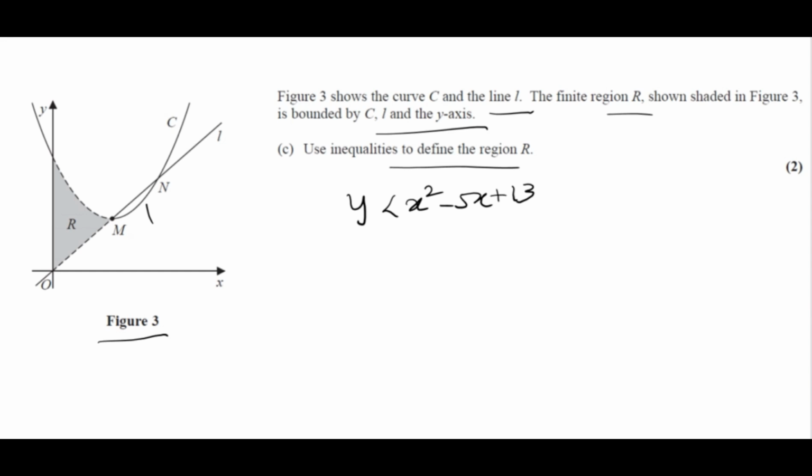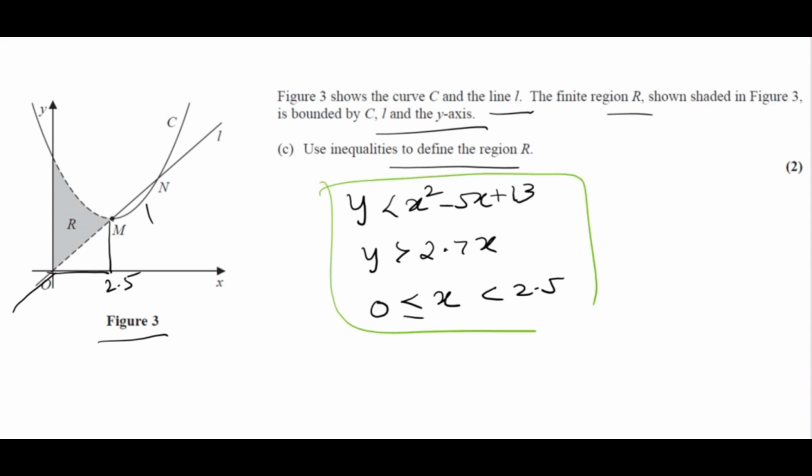Then for this line, line L, we can say y is greater than 2.7x, because the greater value of y is there, because it's the upper part of the L line. And for this y-axis, we have to write this region here. So we can write 0 less than or equal to x less than 2.5, because we know the coordinate of M is 2.5. So this region we are using, and this is starting from 0. So 0 less than x less than 2.5. So these three inequalities will satisfy the shaded region R.